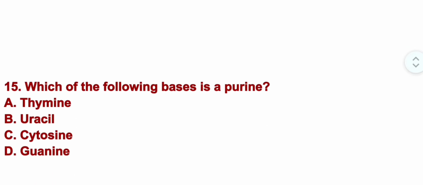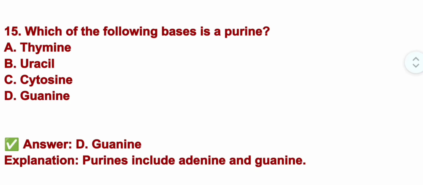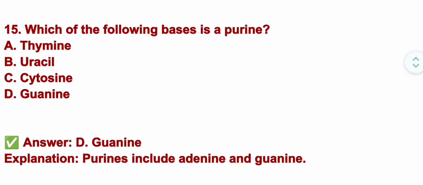Question number 15. Which of the following bases is a purine? The correct option is option D. Guanine. Purines include adenine and guanine.